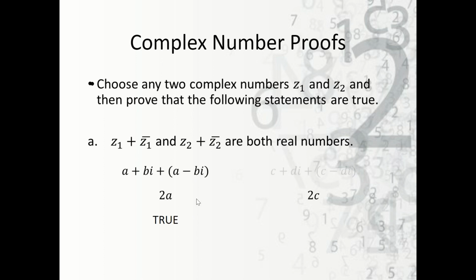So that's true. Now let's try it for the second one. So for z2, we can say c plus di plus c minus di. And again, when we combine these, the di's cancel out, and we're just left with 2c. So this was also true. So we can see that no matter how we do this, we're going to end up with a true statement.